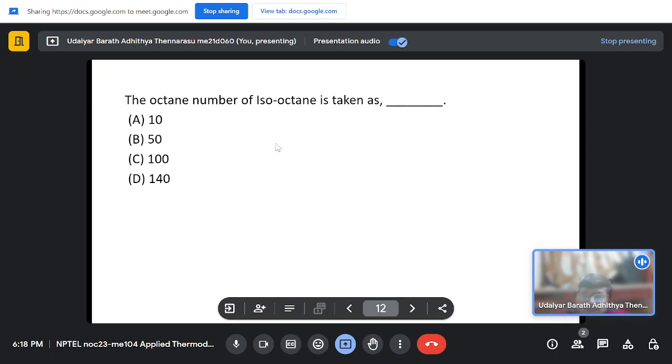So moving on, the question is, the octane number of isooctane is taken as dash. So if you remember, this is a benchmark which is set. So the iso octane number comes from the octane there. So this value is 100. So octane number of isooctane is 100. So answer is option C.